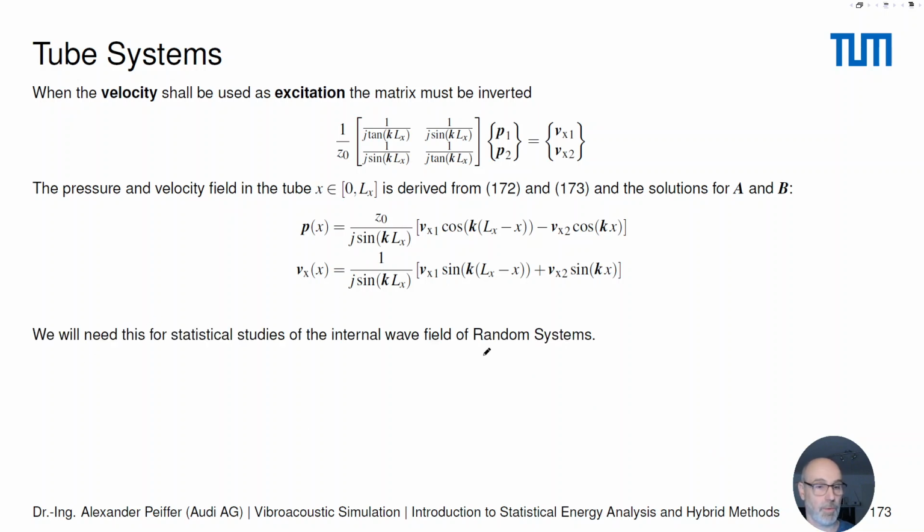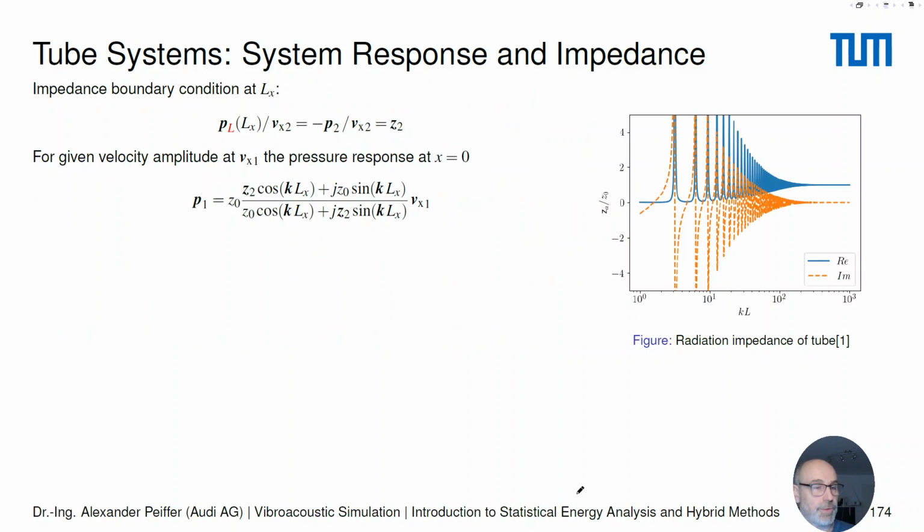Good. We will use this heavily when I get into the details of random systems, because that's an excellent playground, because it's a simple solution. We can run thousands of experiments and do a lot of statistical study without heavy numerical pain. Good. The next step is now to give you some typical responses and what is the typical behavior of such continuous systems or tube systems. So in the first step, we take an even simpler system.